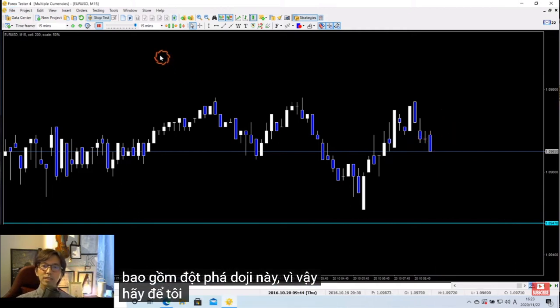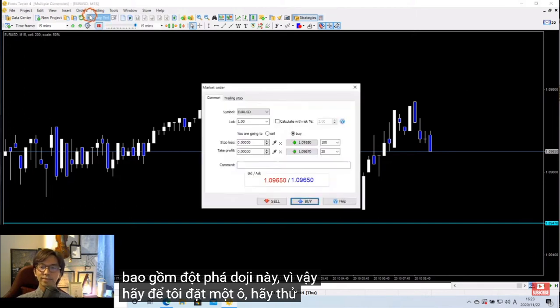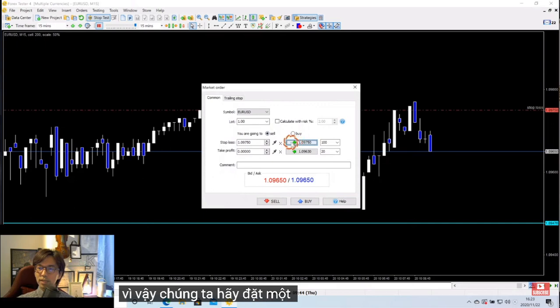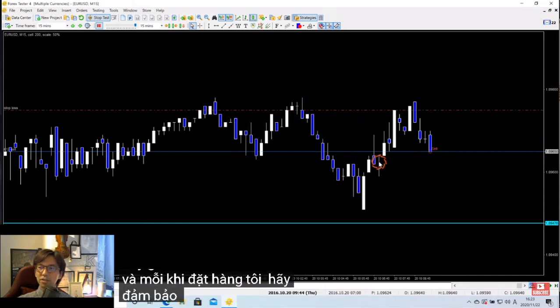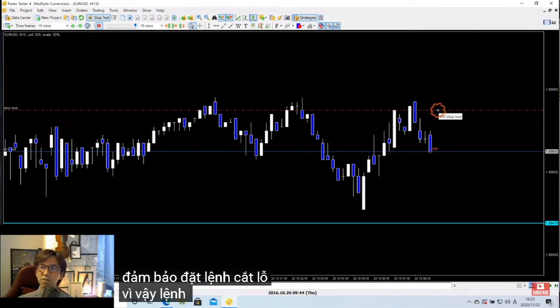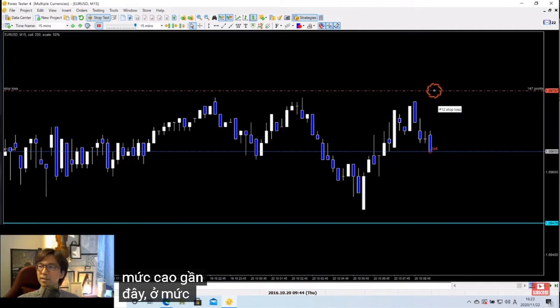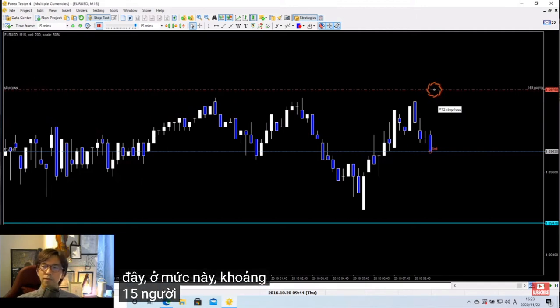So let me place a sell. Let's try. So let's place a sell right now. And every time I place the order, I make sure to put the stop loss. So stop loss, I put it above the recent high, which is at this level. This is about 15 pips of stop loss, which is relatively tight.